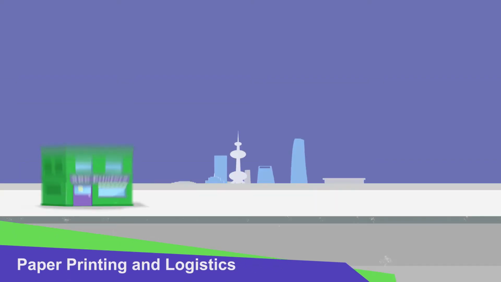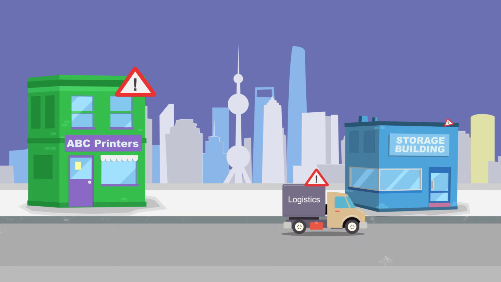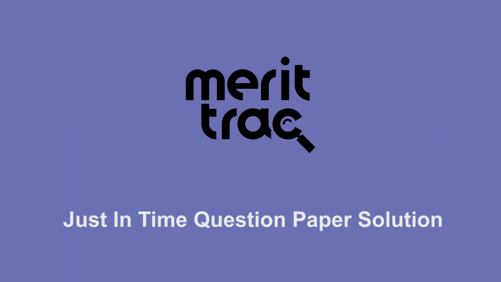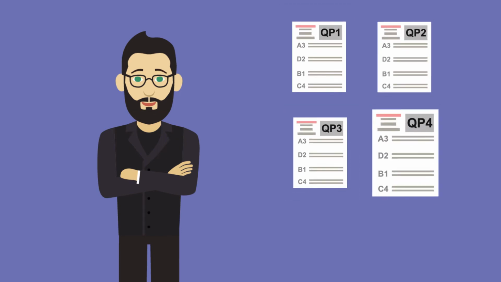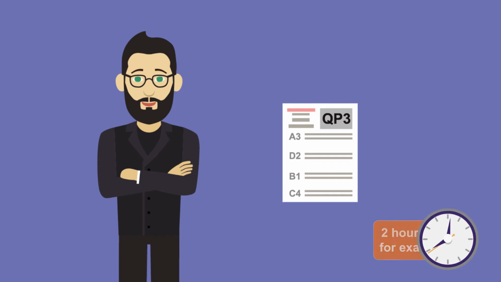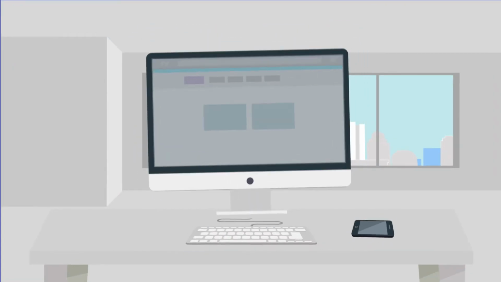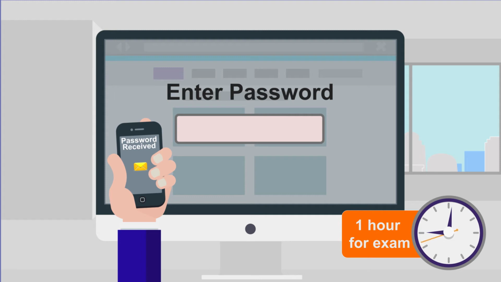The next big vulnerability lies in the question paper printing, transportation, and storage. MeritTrac's just-in-time question paper solution allows the controller of examination to select the final one question paper just hours before the examination. Authorized representatives in the test centers are allowed access to the encrypted question paper using a password just an hour before the exam.